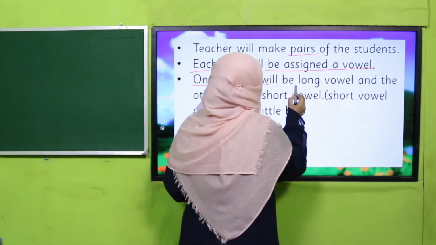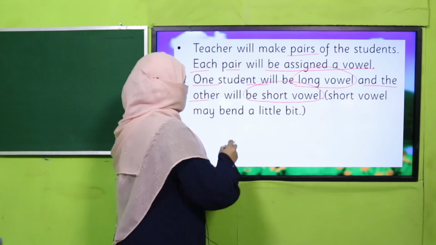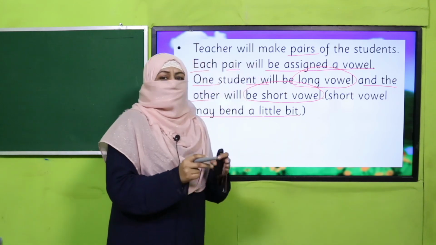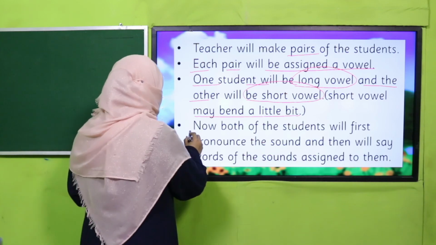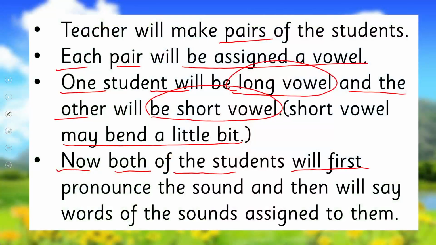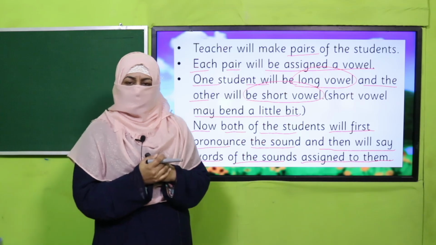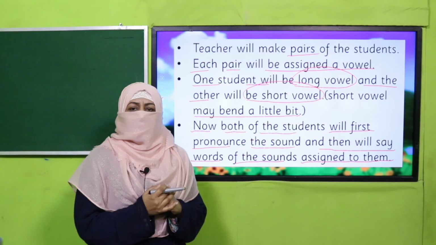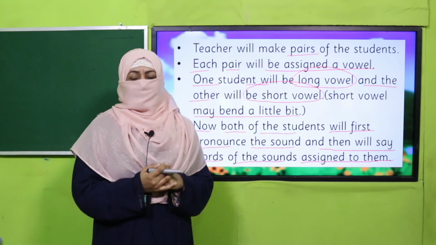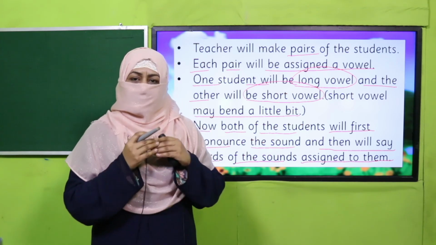One student will be long vowel and the other will be short vowel. And the short vowel, to make it more dramatic, may bend a little bit. I'm short, I'm long. Okay. And now both of the students will first pronounce the sound and then will say words of the sounds assigned to them. For example, if I'm assigned with vowel A and I'm short, I will say I'm a, ant, okay, and a cake, right? This is how all of you will pronounce the assigned vowel sound.